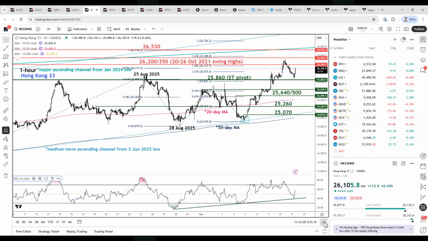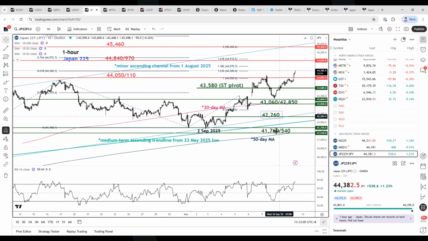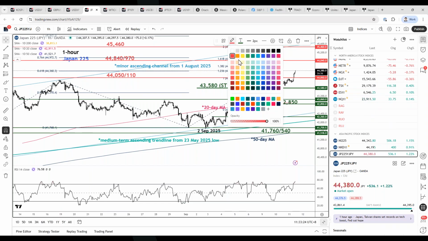All right. Next up will be the Japan 225, representing the Nikkei 225. So the Japan 225 managed to shape a bullish breakout above 45,050, above 44,000, about time to stay above 44,050, 44,100. So that is the current all-time high. Now it managed to seek a fresh all-time high in today's Asia session. So this will become a first support level to watch.